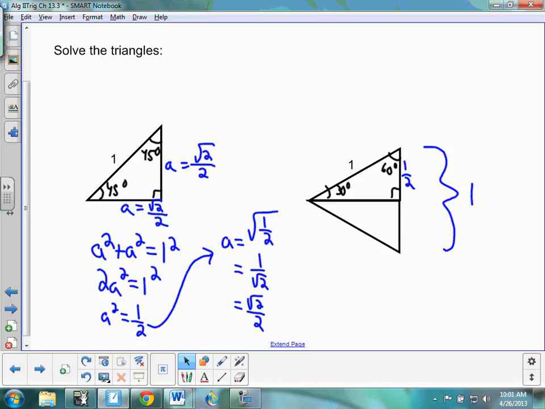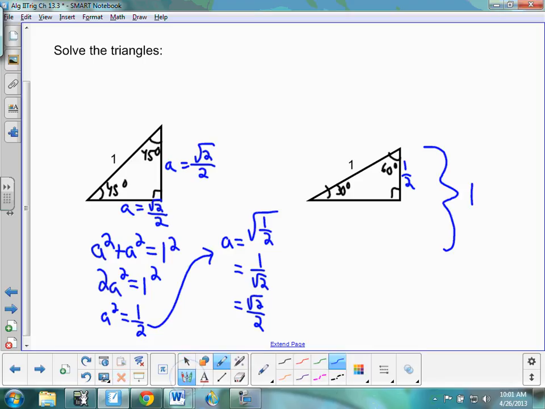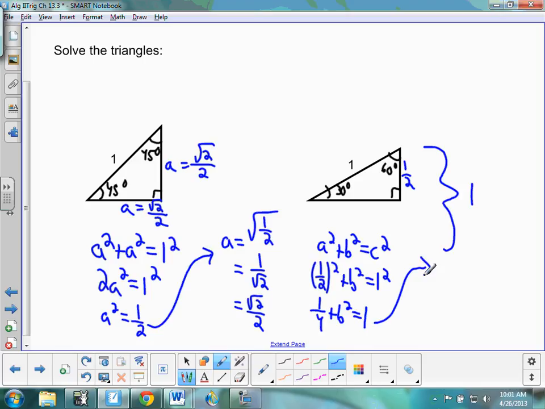And now that we know that that whole side is 1/2, I can find this length again by doing the Pythagorean theorem. So I have down here a squared plus b squared equals c squared. Doesn't really matter which one's a or b, so I'm just going to say 1/2 squared plus b squared equals 1 squared, which means that 1/4 plus b squared is 1. If I subtract 1/4 from both sides, I get 3/4.